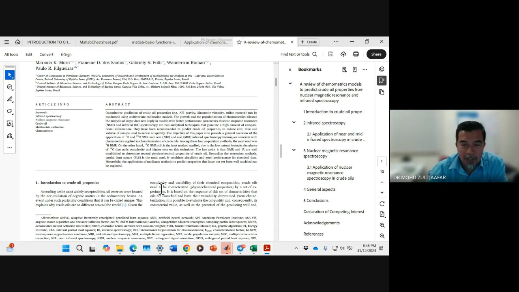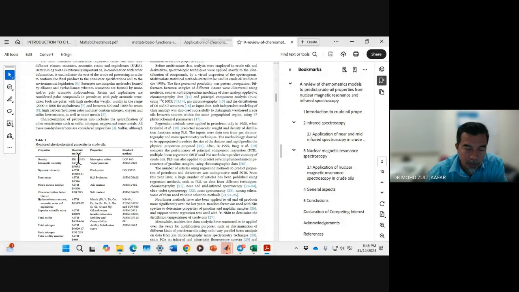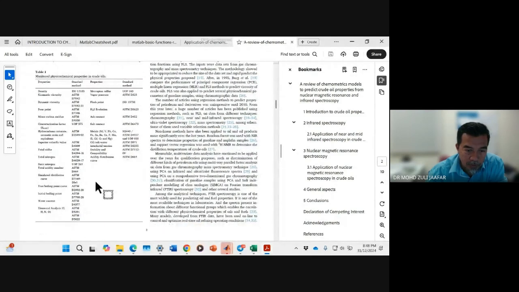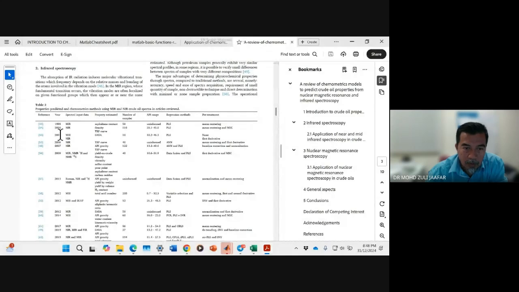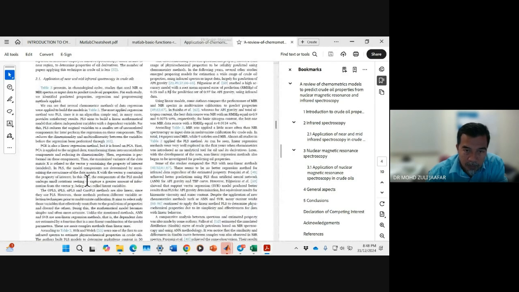Good, I feel interested in your work. These are the physical properties that we want to predict. So the method that we use to predict the dynamic viscosity, pour point, total sulfur, and many more. And some people use NIR as well: NIR, Raman, UV, and proton NMR.